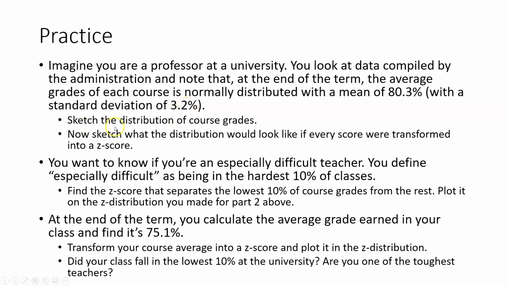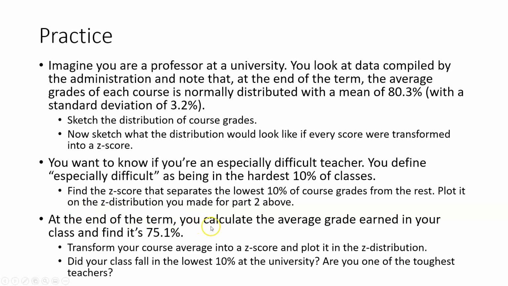The first thing I want you to do is sketch the distribution with that mean and standard deviation. And then sketch what the distribution would look like if every score were transformed into a z-score. You want to know if you are an especially difficult professor. You define especially difficult as being in the hardest 10% of classes. So, find the z-score that separates the lowest 10% of course grades from the rest. Plot on the z-distribution that you made for part 2 above, this part right here.